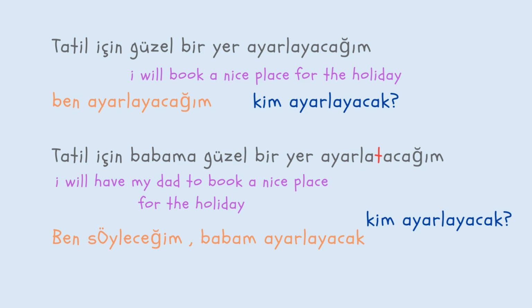But when I say tatil için babama güzel bir yer ayarlatacağım, I mean I will have my dad book a nice place for the holiday, which indicates I am gonna say and my dad will do the action. In this case, I would say ben babama followed by the action he's gonna do, which is ayarlatacağım.